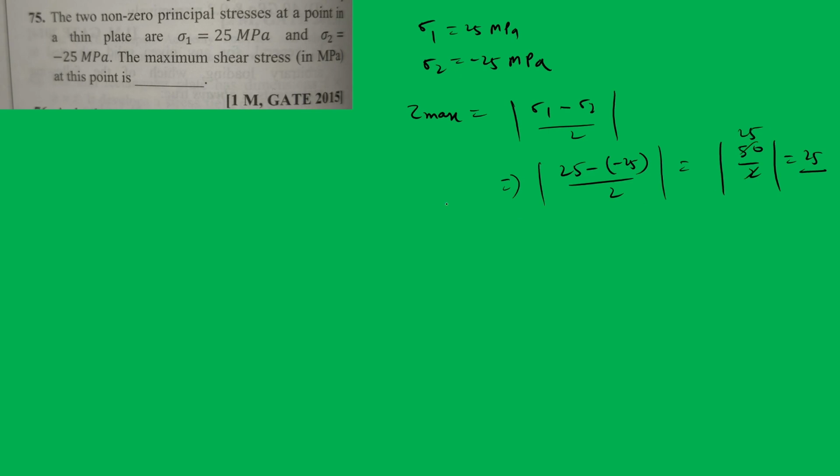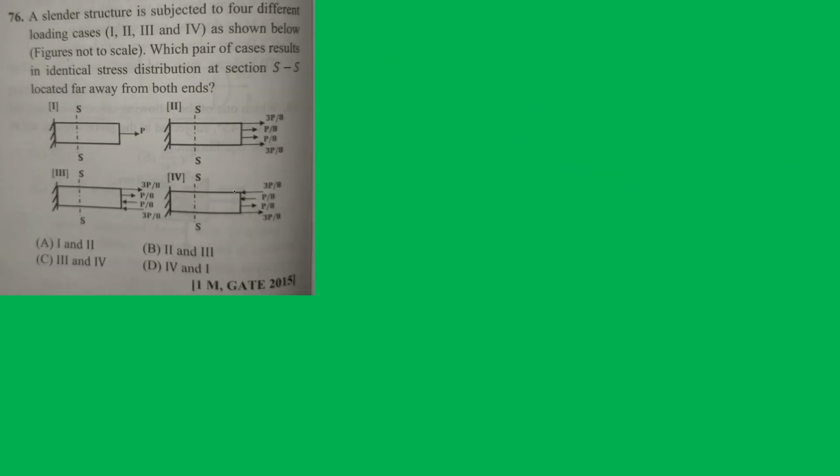Okay, so tau max is 25 megapascal. So if you understand that, then let us move on to the next question.